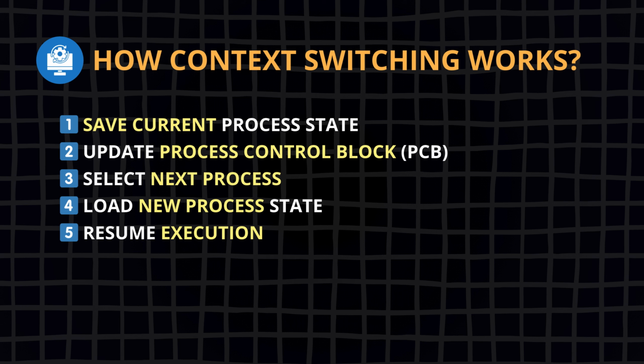Now let's see the steps how context switching works. First, the operating system saves the state of the current running process. Then it updates the process control block, which is the PCB, with this information. Then the scheduler picks the next process to run. Then it loads the new process state. And finally, the CPU starts executing the new process.